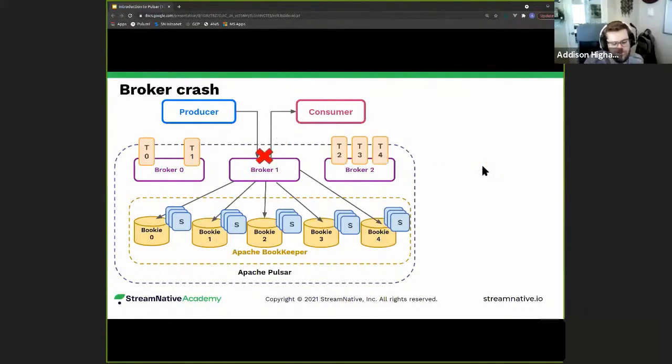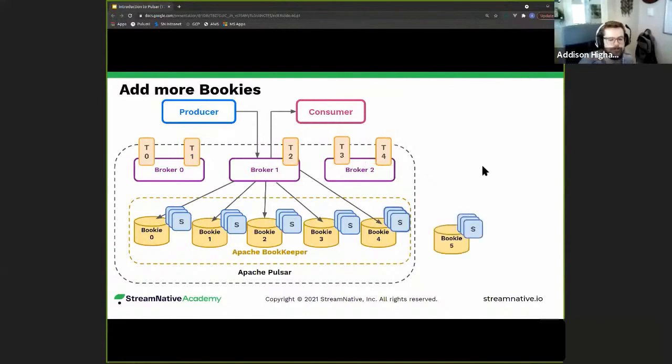Likewise, if a broker crashes, that topic can immediately be reassigned to another broker. So we have high availability. There's no single point of failure here. And we reassign that topic to a new broker. And once again, the producers and consumers will reconnect to that new topic and resume with little to no interruption.